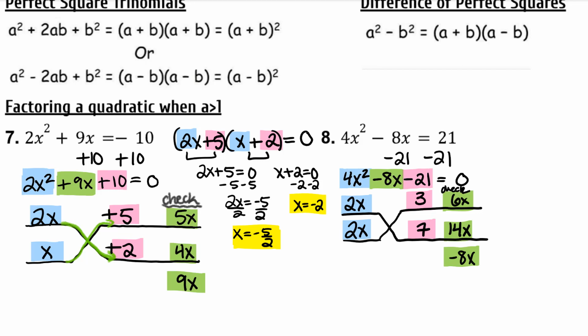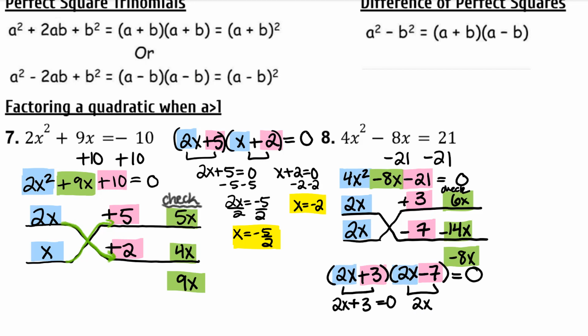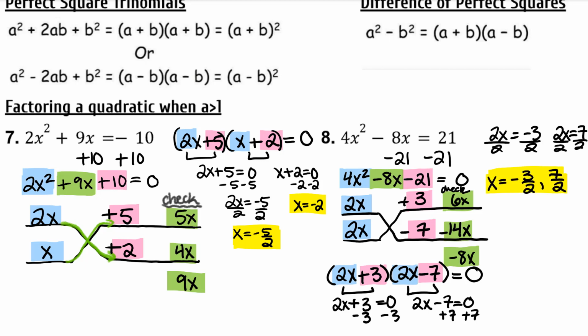But only if the 14x is negative, that would mean the 7 would have to be negative. And if the 6x is positive, the 3 should be the positive number. Check your signs. 3 times -7 is -21. 6x minus 14x is -8x. And now we have our factors. And then we can use zero product property to solve. x equals -3/2 and 7/2. And there is our review of factoring from Algebra 1.